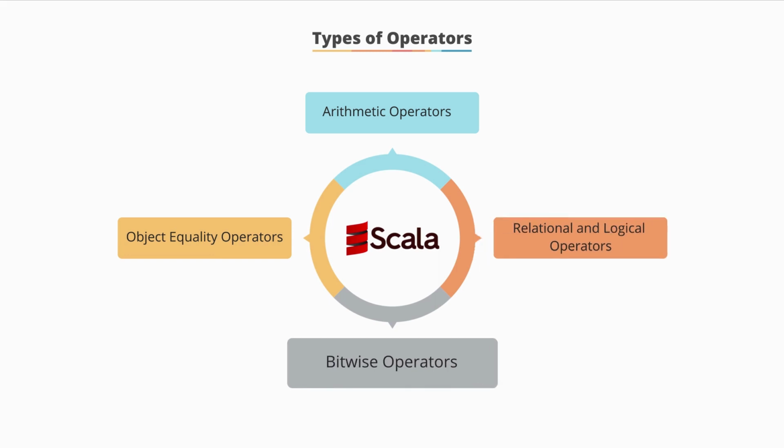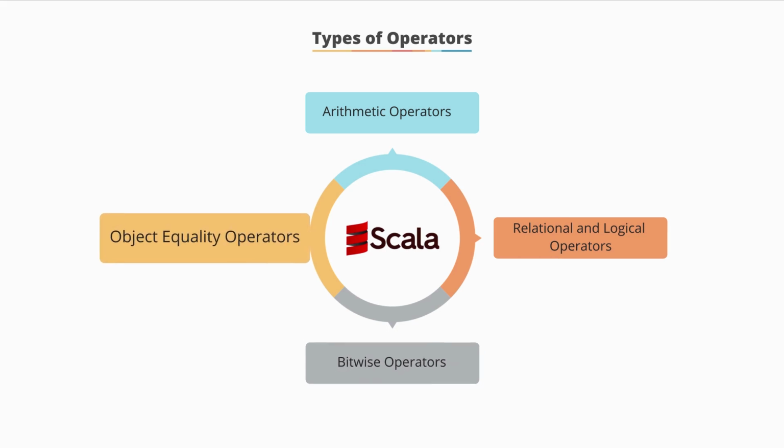Bitwise operators allow you to perform operations on individual bits of integer types using bitwise methods such as bitwise and, bitwise or, and bitwise exclusive or. You can also invert each bit in its operand using the unary bitwise complement operator. The object equality operators allow you to compare two objects for equality using either the double equal operator or its inverse.